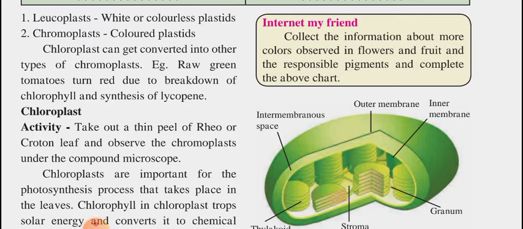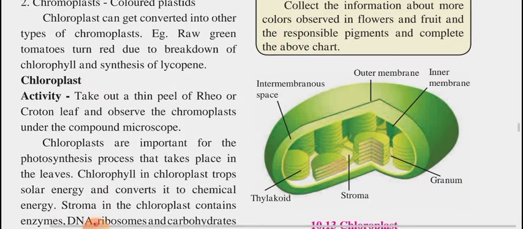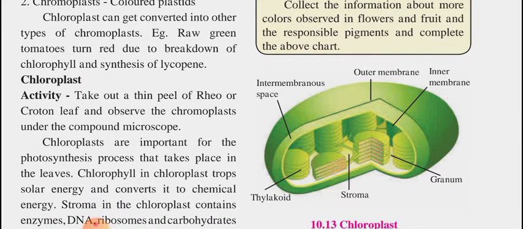Now next is leucoplasts. Leucoplasts are white or colorless plastids, and chromoplasts are colored plastids. Whichever plant part has a color, we name the plastid chromoplast, and whatever is colorless, or we can say white, we name leucoplasts. So chloroplasts can get converted into other types of chromoplasts.